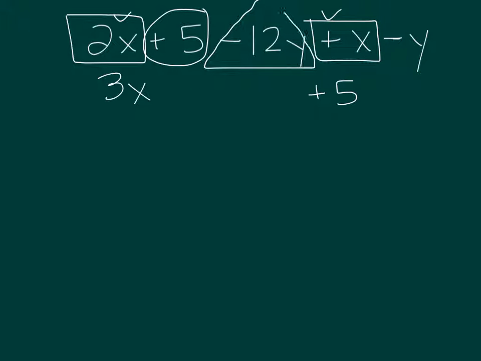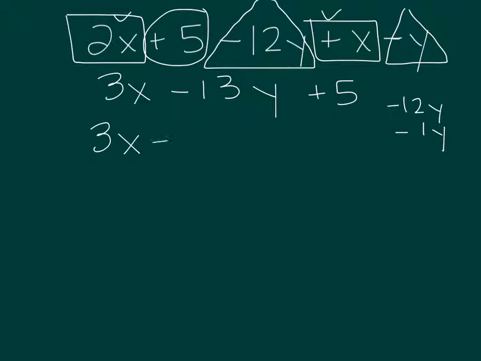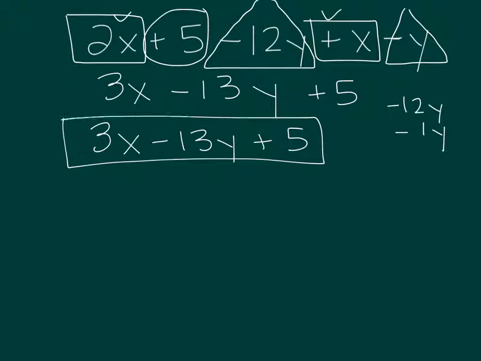Now I'm going to draw a triangle around my y terms. So I have a negative 12y minus another y, because just y is one y, so that would make negative 13y or minus 13y. I can't combine anything further, so my expression is 3x minus 13y plus 5.